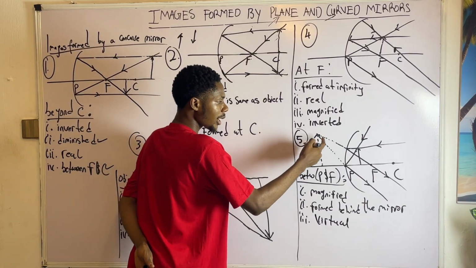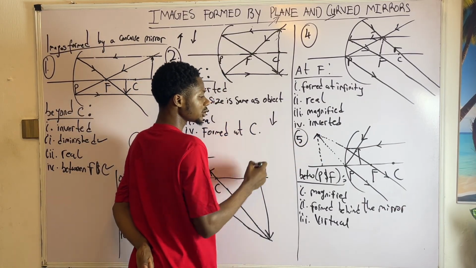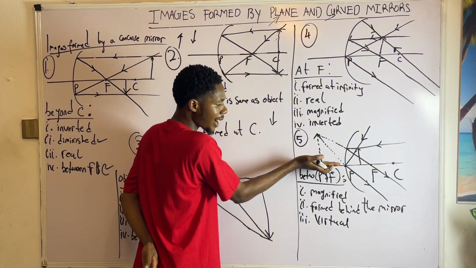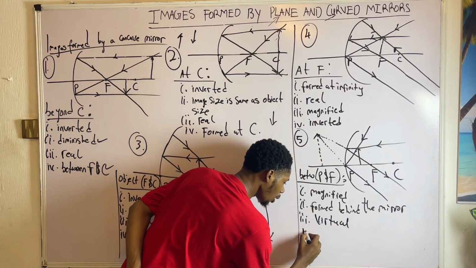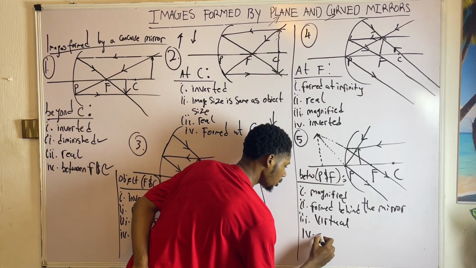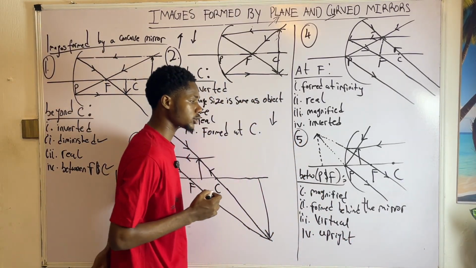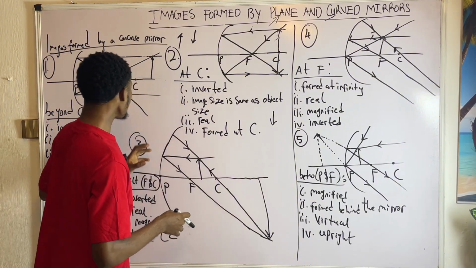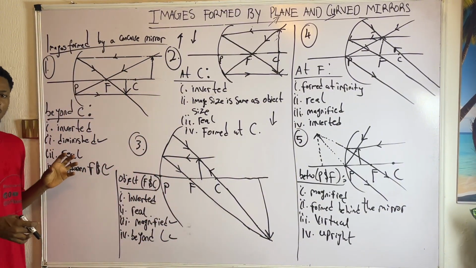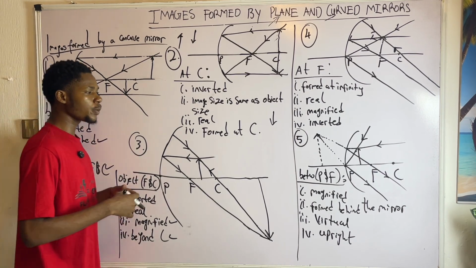What else can we say? In this case, I'm drawing it upright. In the other ones, I'll be drawing them like this. I'm drawing it upright because it is formed above the principal axis. So the image is upright. It is not inverted.